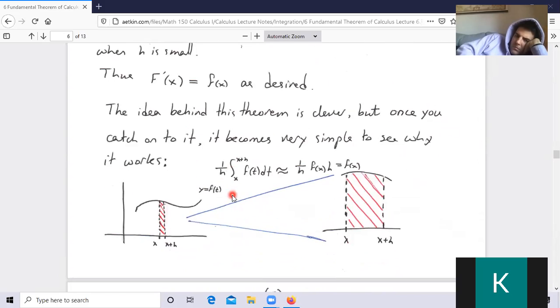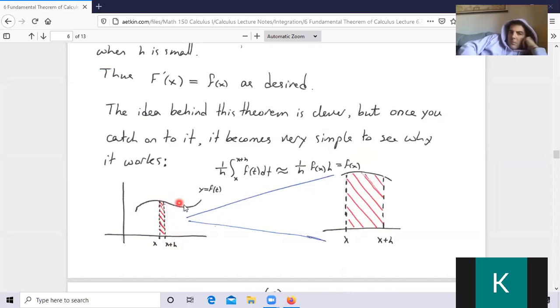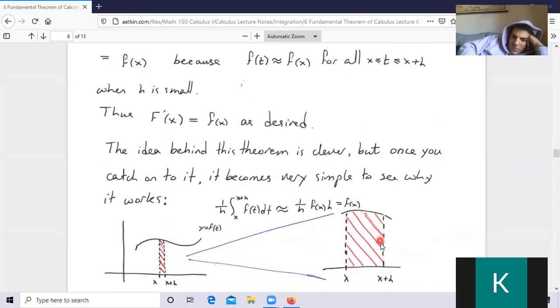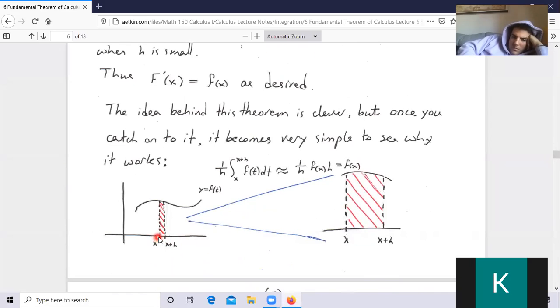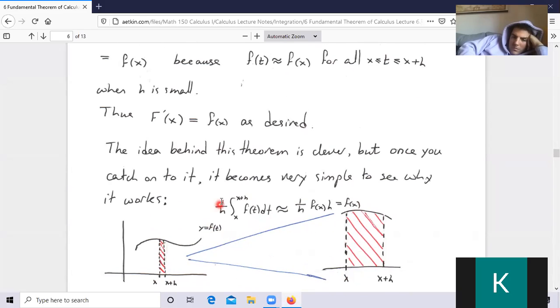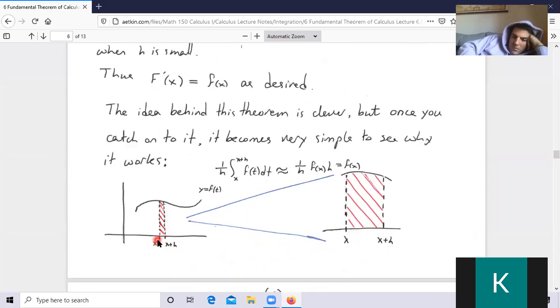Here, let me try to explain what was the intuition. Why did that work? Here is that original curve. Here it's zoomed in. Between x and x plus h, the integral is almost that of a rectangle. So it's almost h multiplied by the altitude. That's another way of looking at it. 1 over h, integral from x to x plus h, f of t dt, is essentially 1 over h multiplied by the area of a rectangle that has height f of x and width h.